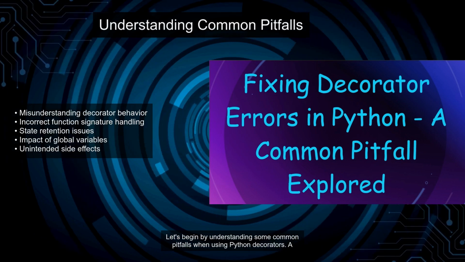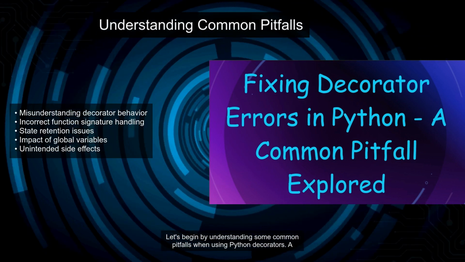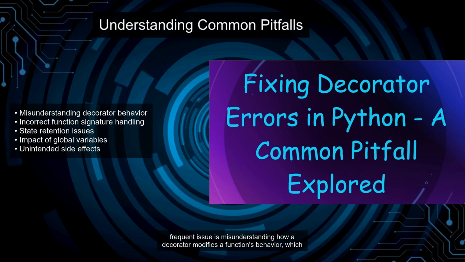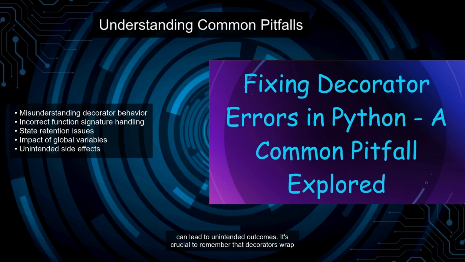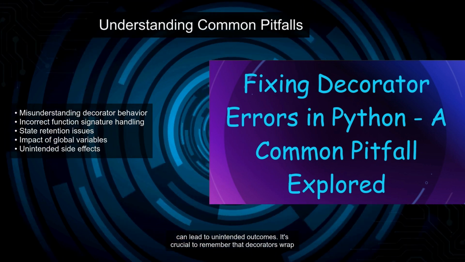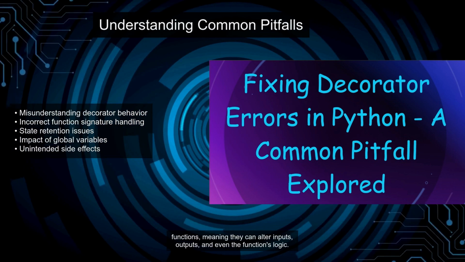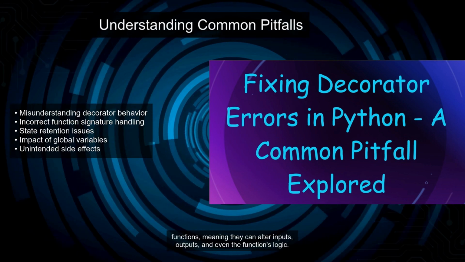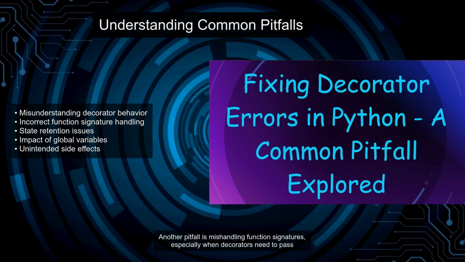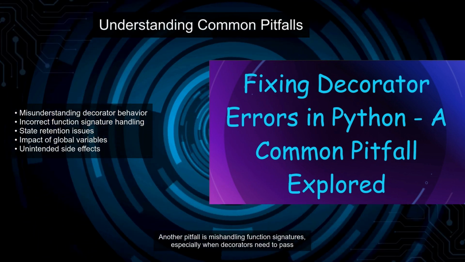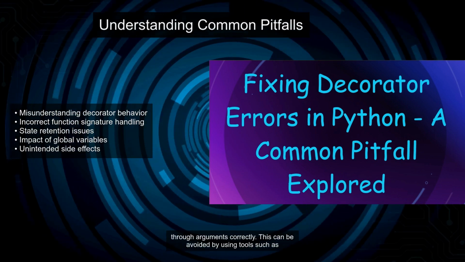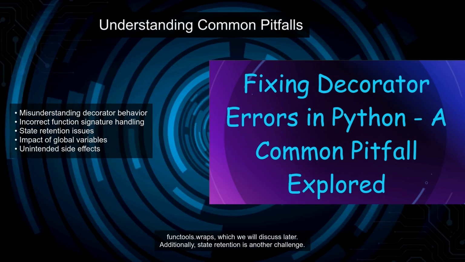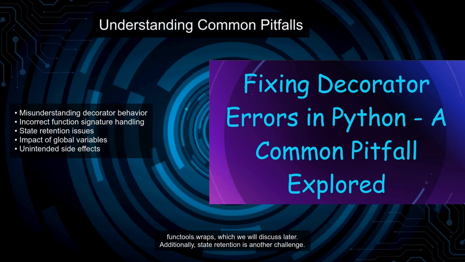Let's begin by understanding some common pitfalls when using Python decorators. A frequent issue is misunderstanding how a decorator modifies a function's behavior, which can lead to unintended outcomes. It's crucial to remember that decorators wrap functions, meaning they can alter inputs, outputs, and even the function's logic. Another pitfall is mishandling function signatures, especially when decorators need to pass through arguments correctly. This can be avoided by using tools such as functools.wraps, which we will discuss later.